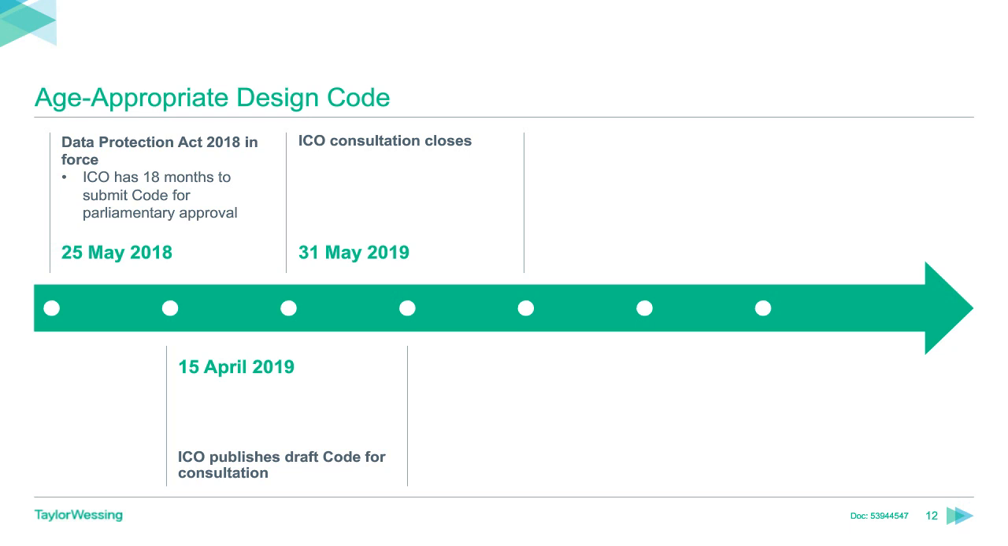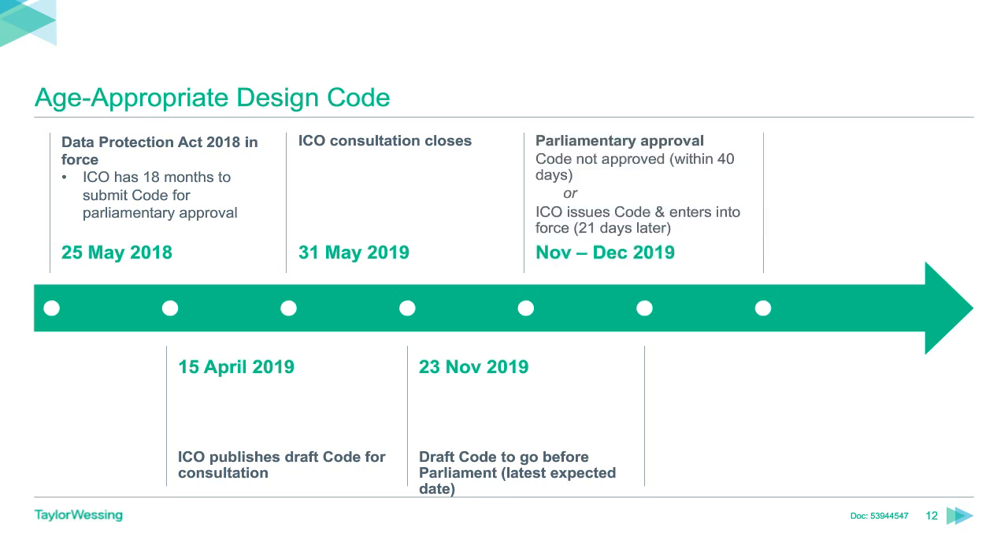This was a very tight consultation period, but nonetheless there was a really significant amount of feedback, some of which the ICO has published. The ICO is now working to finalise the code, taking into account that range of feedback it received, and we'll look at some of the common points that came up in that shortly. But first we expect a revised version of the draft code around 23rd of November, thereabouts, with the aim of it coming into effect by the end of this year. Once it goes before both Houses of Parliament, either the House of Commons or the House of Lords might decide that they're actually not going to approve it.